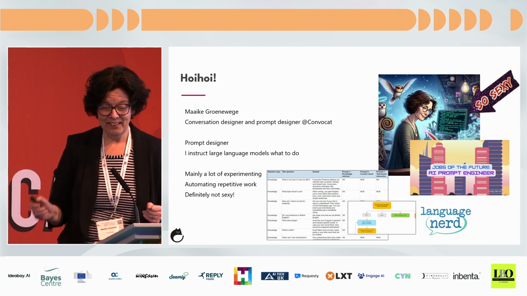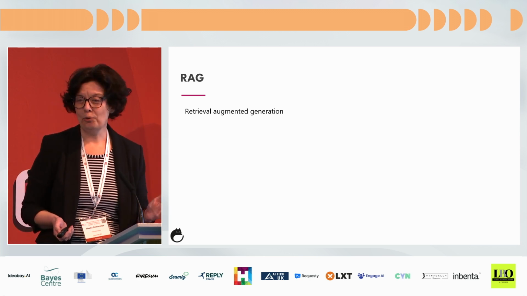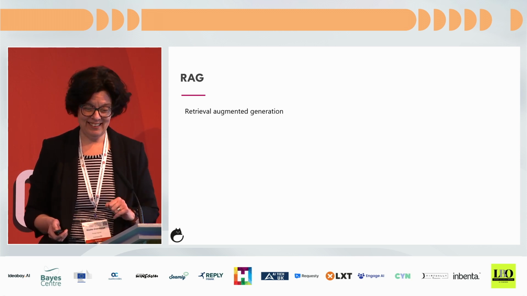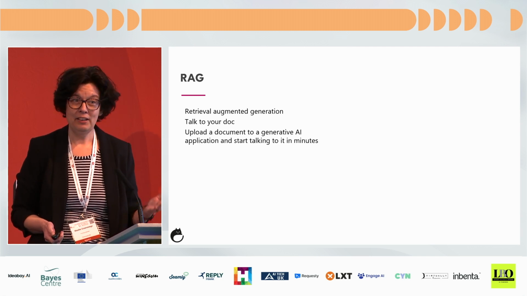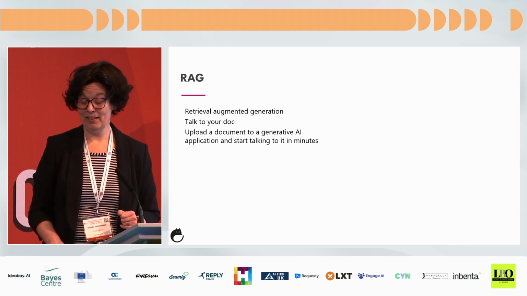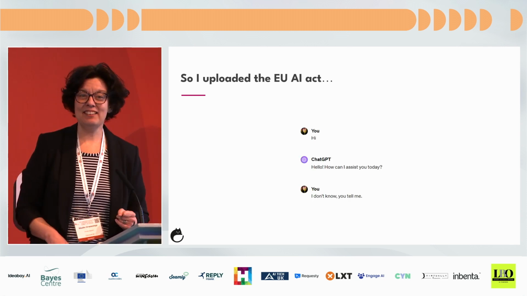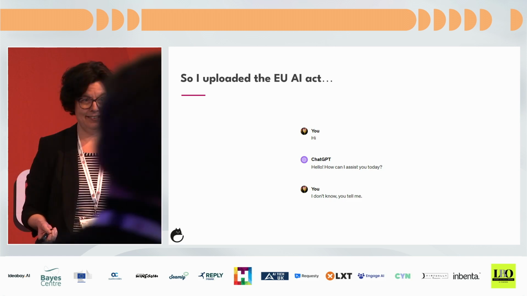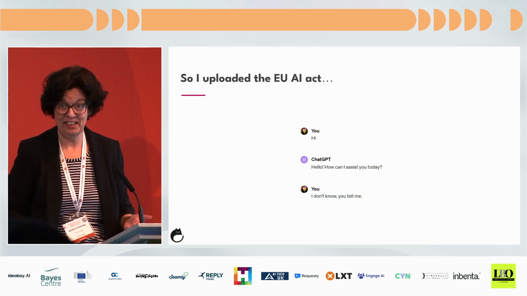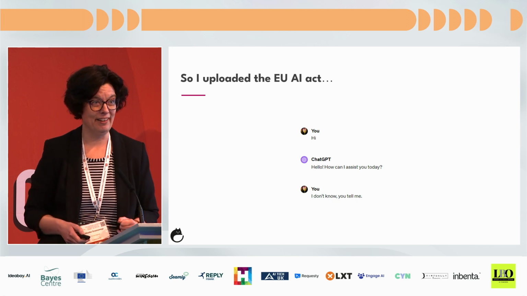So when we talk about RAG, or Retrieval Augmented Generation, this is probably the most popular use case for GenAI so far, right? It's like the marketeers tell us, it's talk to your document, you just upload a document to a generative AI, and you can talk to it in minutes. So yeah, I uploaded the EU AI Act to ChatGPT, and this is what I got. I'm like, hi, hello, how can I assist you today? Well, you tell me. I just uploaded 272 pages of regulatory framework. So there's bound to be something in there that's useful for me, right?